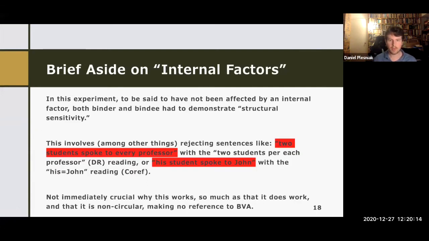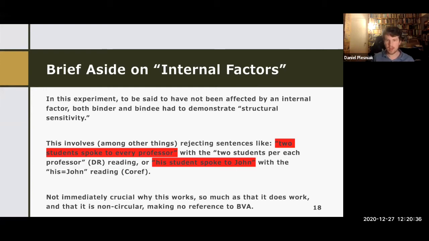We do a similar thing with his. So we have a sentence like his student spoke to John, with the his equals John reading. So whether this can mean John's student spoke to John. Again, structurally, John isn't above his. So if his can pick up the meaning from John, that's a sign that it's also behaving anti-structurally or astructurally.